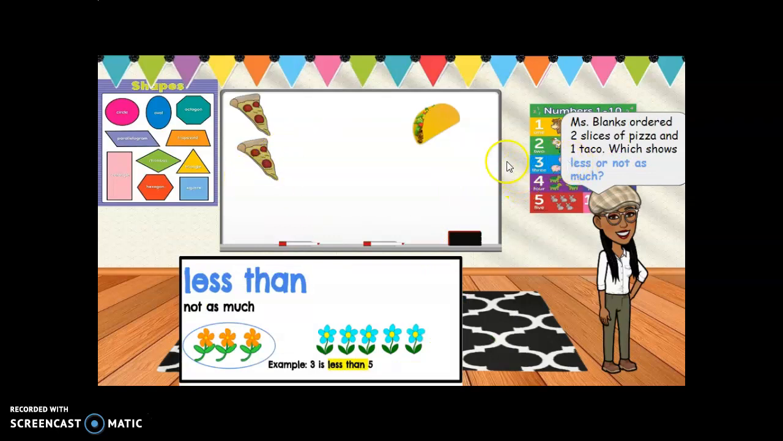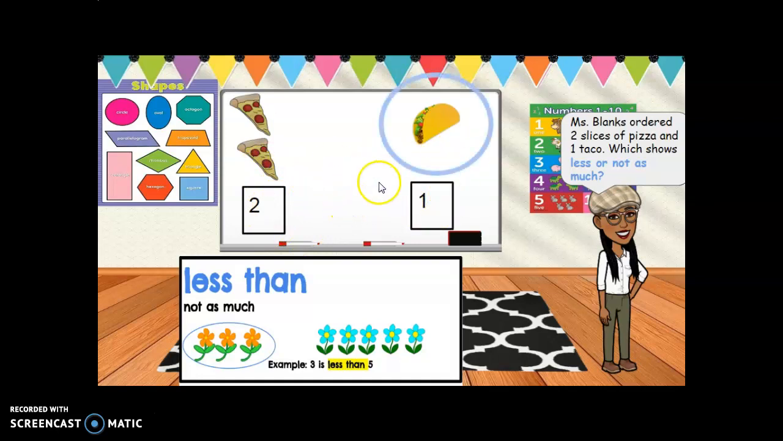All right. Ms. Blanks ordered 2 slices of pizza and 1 taco, which shows less or not as much. So we have 2 slices of pizza and we have 1 taco, so which shows less? The taco. So when we're using the numbers, we would say 1 is less than 2.